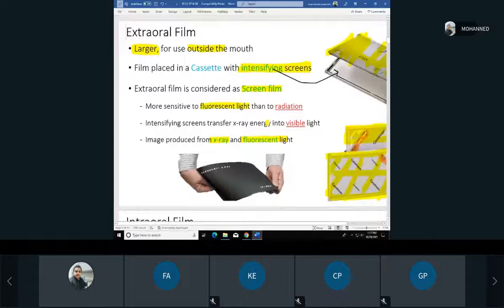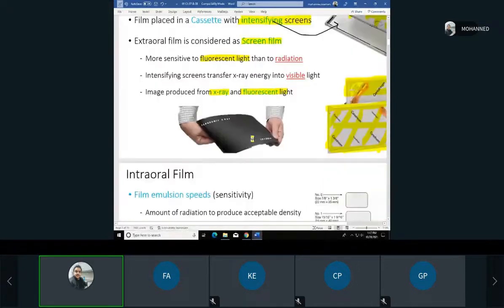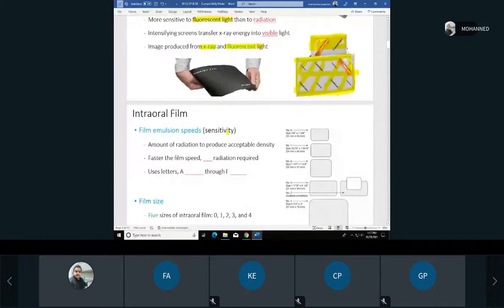How big is the film? As big as the cassette itself. Like you see this guy holding it, it can be as big as that. The panoramic can be almost as big as a keyboard, and the cephalometric is more like book size, something like that. Yeah, they're bigger. Okay, we're good with the extraoral film.